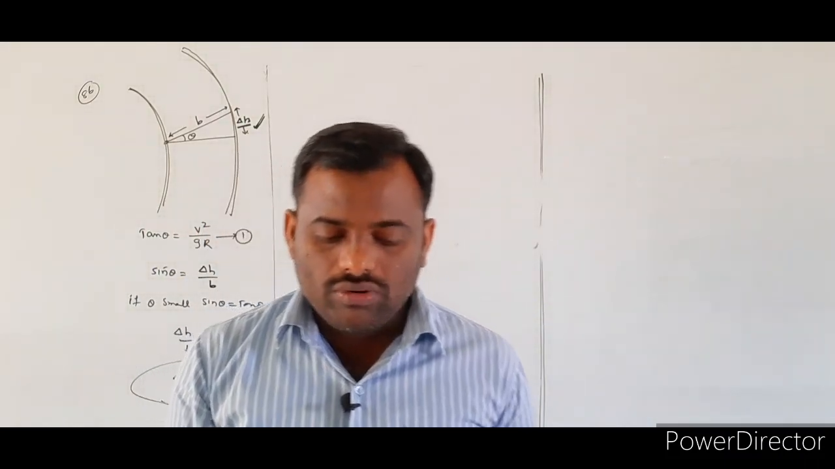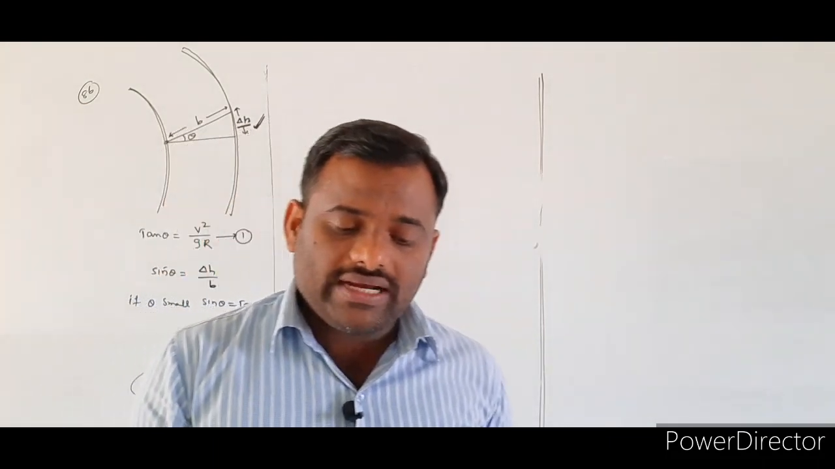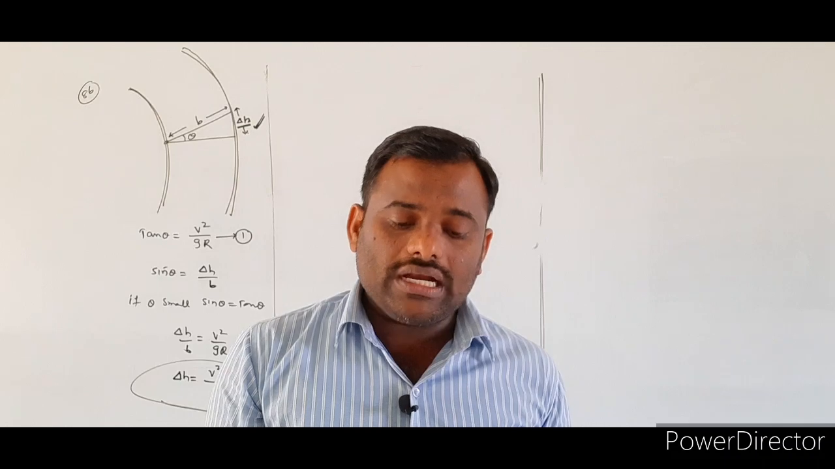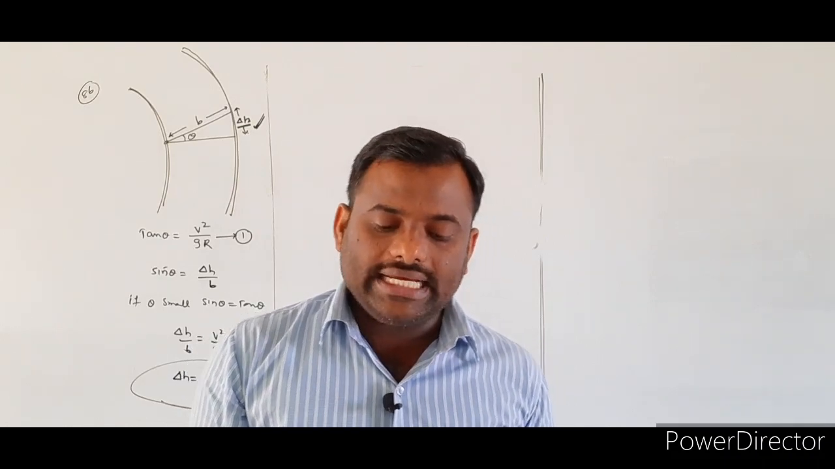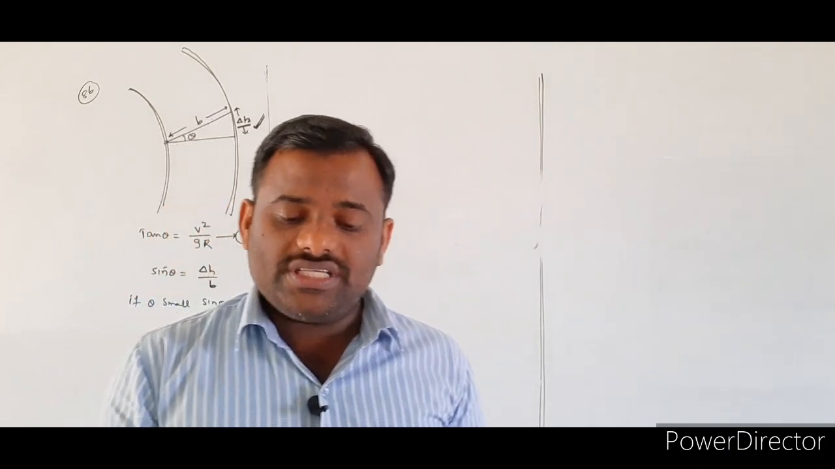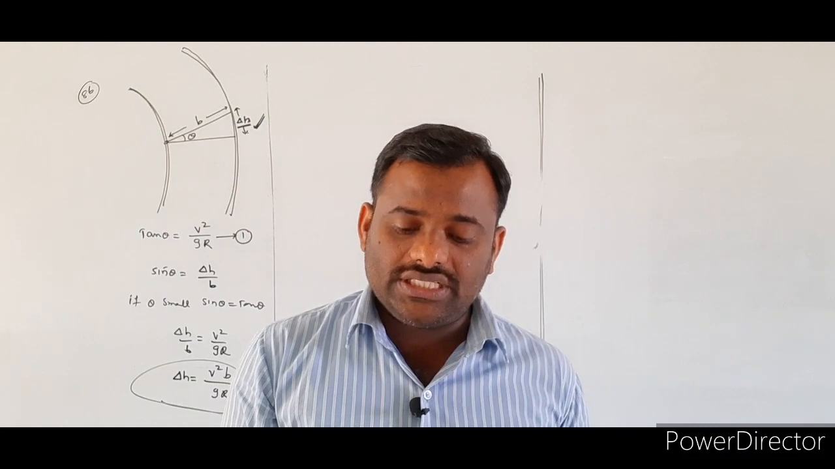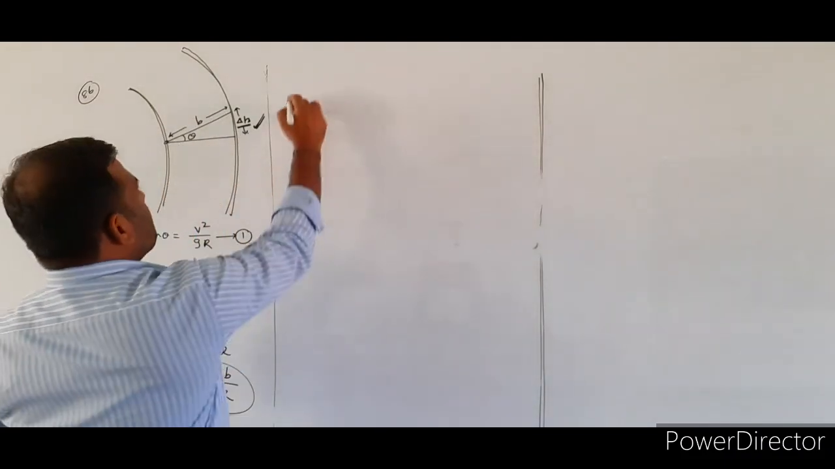Next, problem number 87. The centripetal force required for a 1000 kg car traveling at 36 km per hour to take a turn by 90 degrees, traveling along an arc of length 628 meters. So see here, problem number 87.